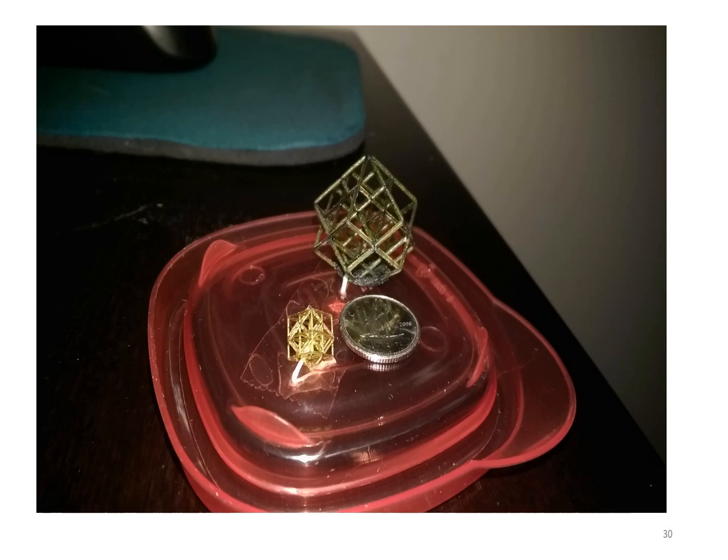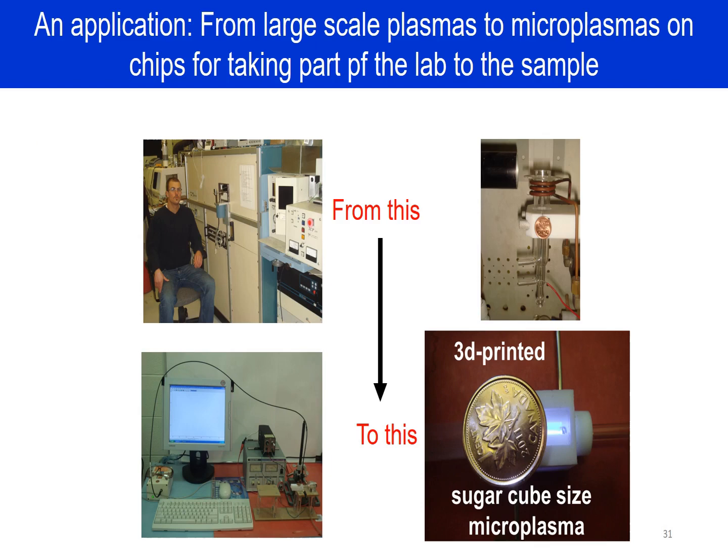Things we have done, we're interested in going from large-scale plasmas to microplasmas, and the idea is to take part of the lab to the sample. So this is an ICP plasma with a spectrometer. If we flip open this door, we see a plasma torch. That's where the plasma is formed. There's a penny here, a Canadian penny, for size. We want to miniaturize this and go from this to something that's really very small, as this.